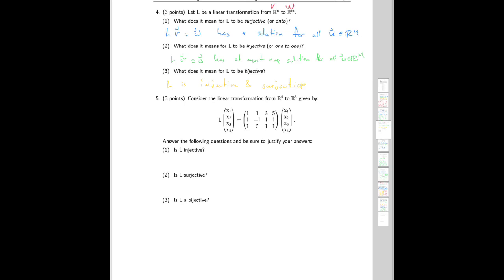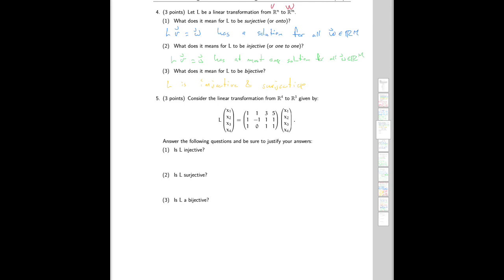Okay, so I've written it down already. I'm not going to write it down again. So what does it mean for L to be surjective? It means that L(v) equals w has at least one solution for all w in Rm. What does it mean for L to be injective? It means that L(v) equals w has at most one solution for all w in Rn. And what does it mean for L to be bijective? It means L is injective and surjective.